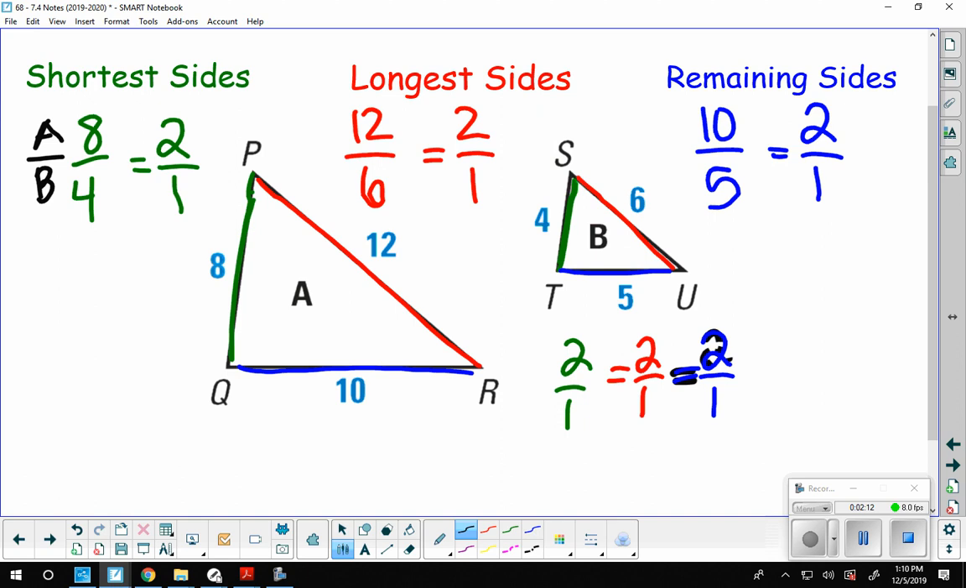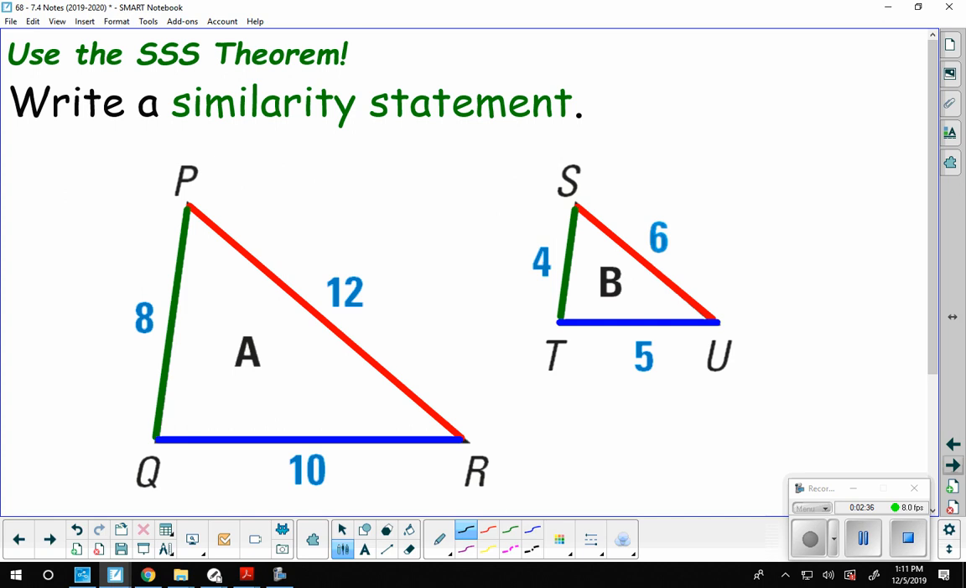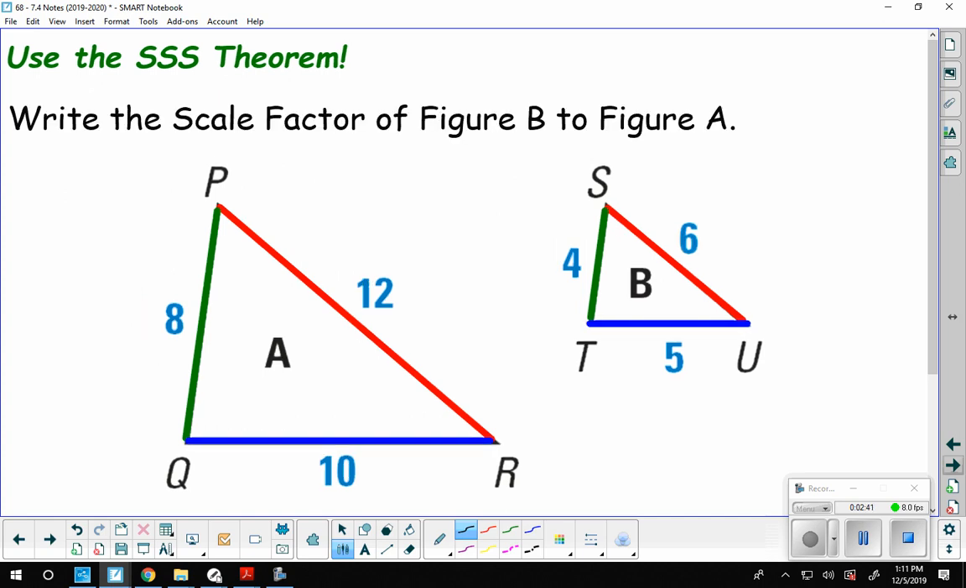So let's write a similarity statement then. I'm going to name the first one triangle PQR, use the tilde for similar, and then the second triangle we'll name STU. So I matched up corresponding parts. I started with the short side, and then the remaining side, and then the long side. So triangle PQR is similar to triangle STU. Oh, we wrote the similarity statement on the other slide. So there we go.